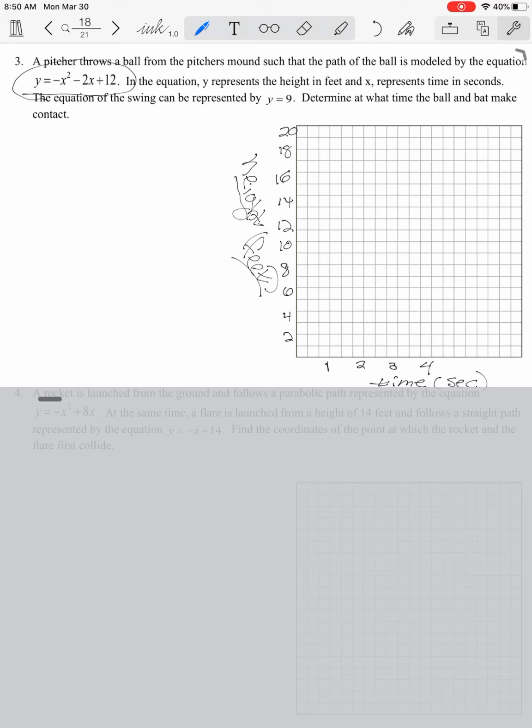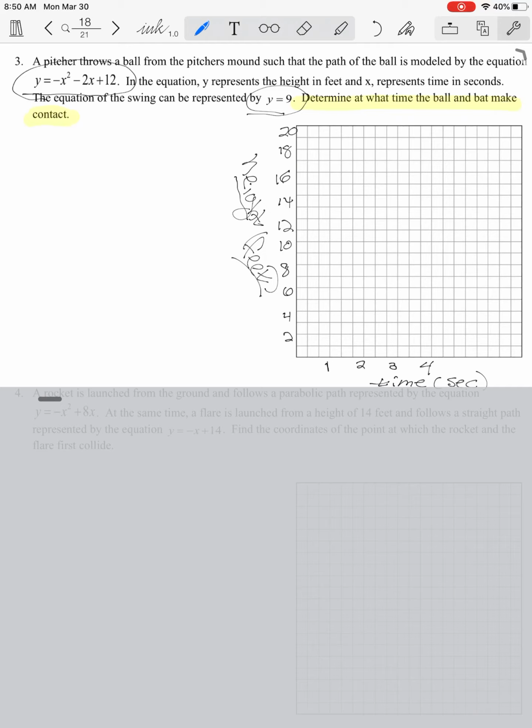The path of the swing can be represented by y equals 9. There is your next equation. Here is a little different. In order to answer this question, they are asking, determine at what time the ball and bat make contact. In order to solve this, we have to graph.